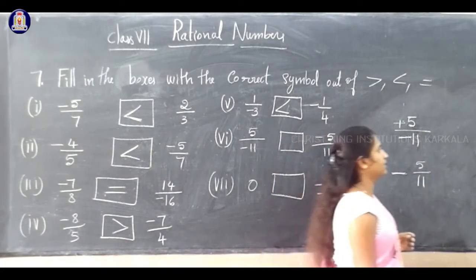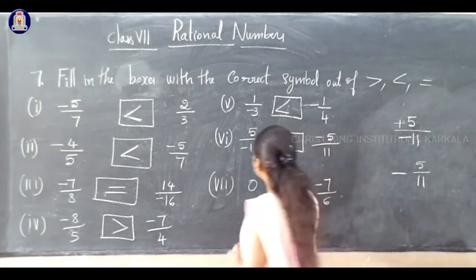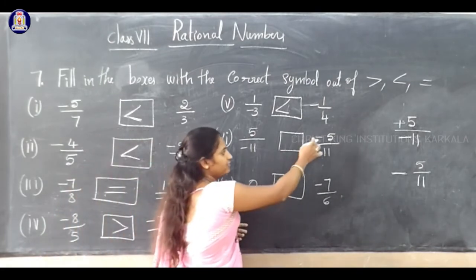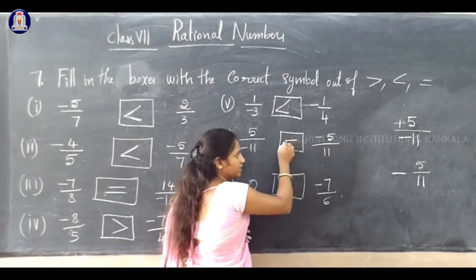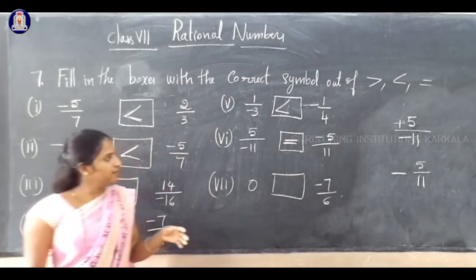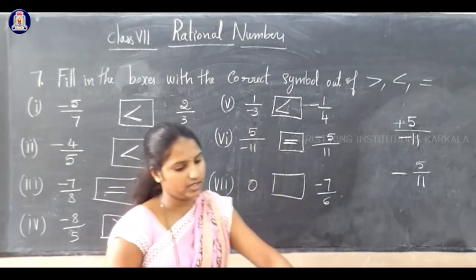Next rational number, minus plus, minus 5 by 11. So minus 5 by 11 and minus 5 by 11. So both are the same, isn't it? So now we can say that minus 5 by minus 11 and minus 5 by 11 are equal. So write the symbol. This is an equal symbol. Okay. So understood now, these two are the same. So we have to write an equal sign.